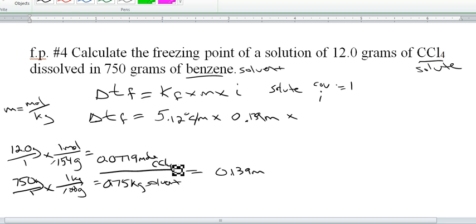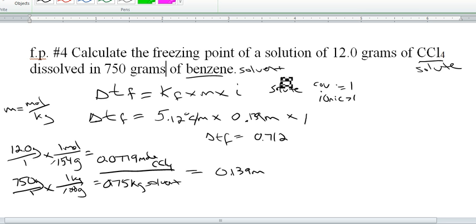And if the solute is ionic, the i value will be greater than 1. It depends on how many particles it breaks up into. So we look at CCl4 and we say carbon's a nonmetal, chlorine's a nonmetal, so it must be covalent. So it's not going to dissociate or break into pieces when it dissolves, and so it won't affect it, so we can put 1 for that. So our change in temperature for freezing is 0.712.